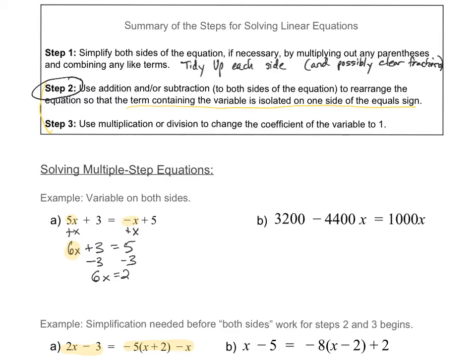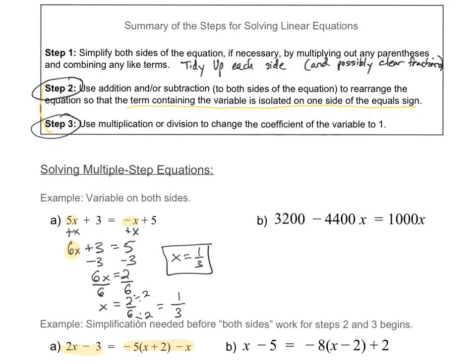And once that is done, then I can use multiplication or division to change the coefficient of the variable to 1. So in this case, I will use division by 6 to get x. And that means that x is 2/6. Now, when you have a fractional result, it's helpful to reduce the fraction. And so I can divide both numerator and denominator by 2 to get 1/3. So my solution to this equation is x equals 1/3.